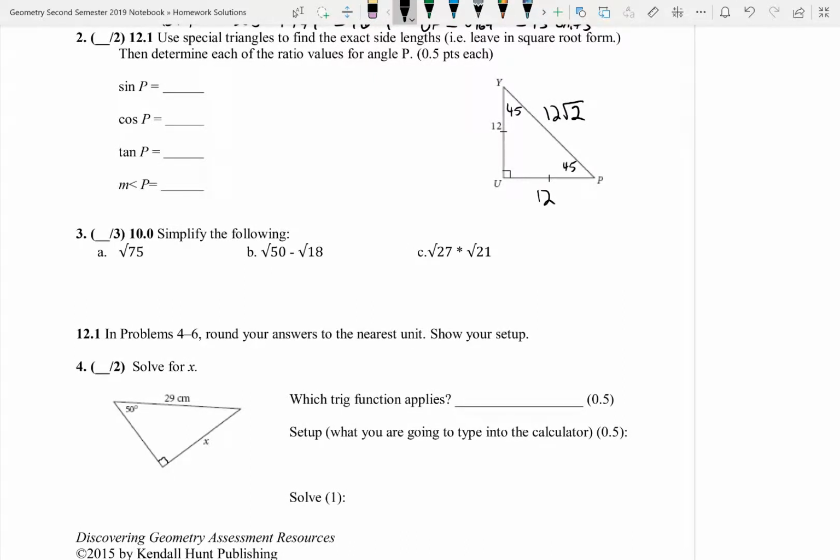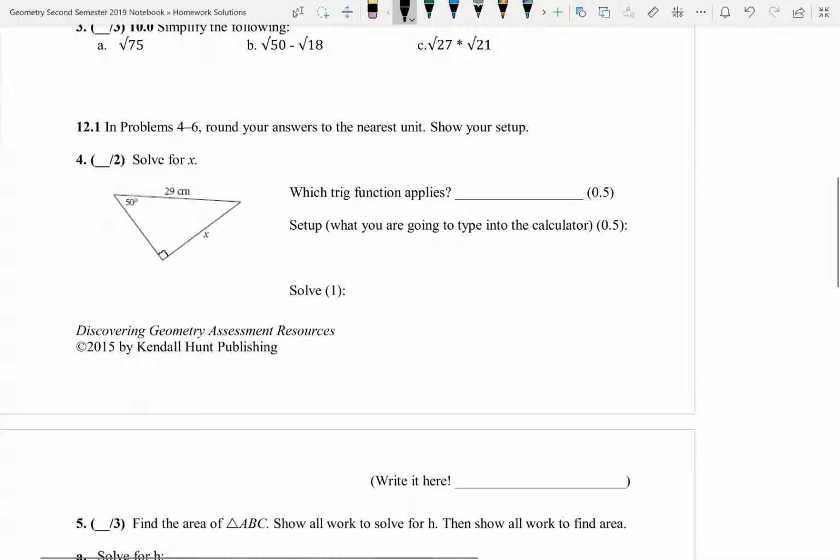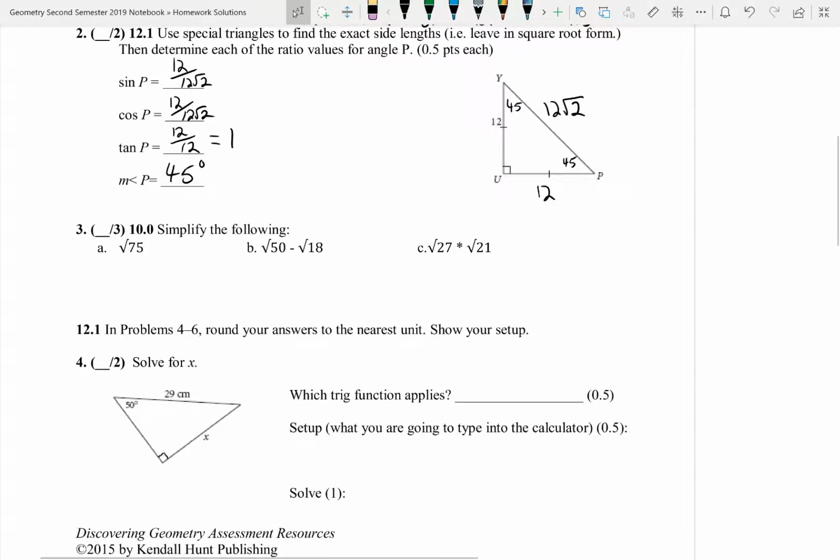And so sine P is going to be opposite over hypotenuse. Cosine P is adjacent leg over the hypotenuse. Tan P, opposite leg over adjacent leg. And the measured angle P, we can see, is just 45 degrees. Now here you can just say 1. And you can simplify those to be 1 over root 2, but leaving it in that form is fine. Okay. If you have the other version, you'll notice that they give you the hypotenuse is 9 root 2, and so both legs would just be 9.